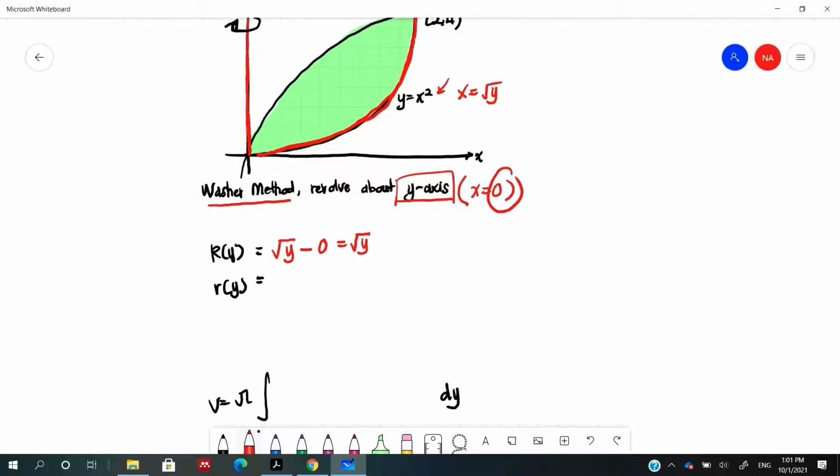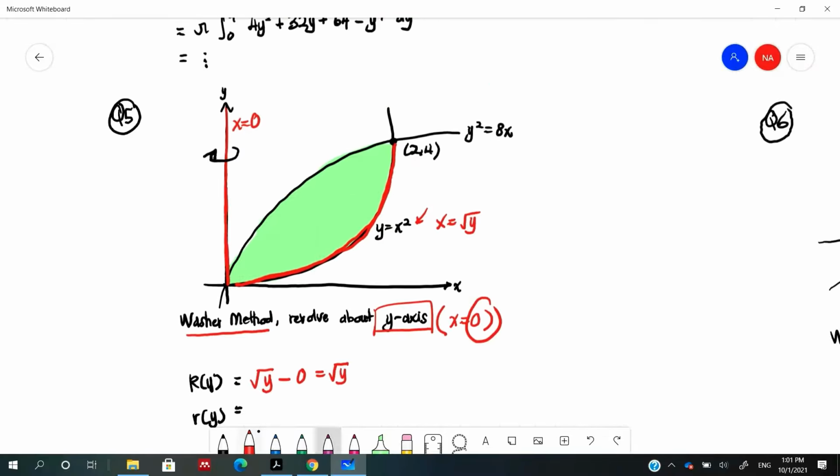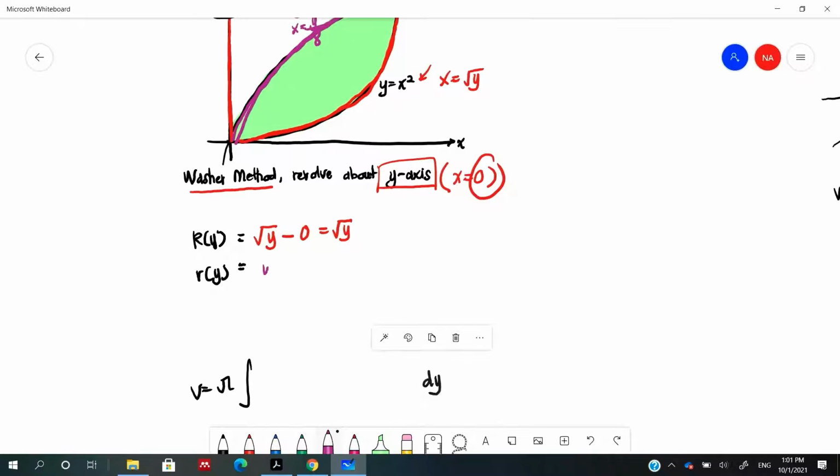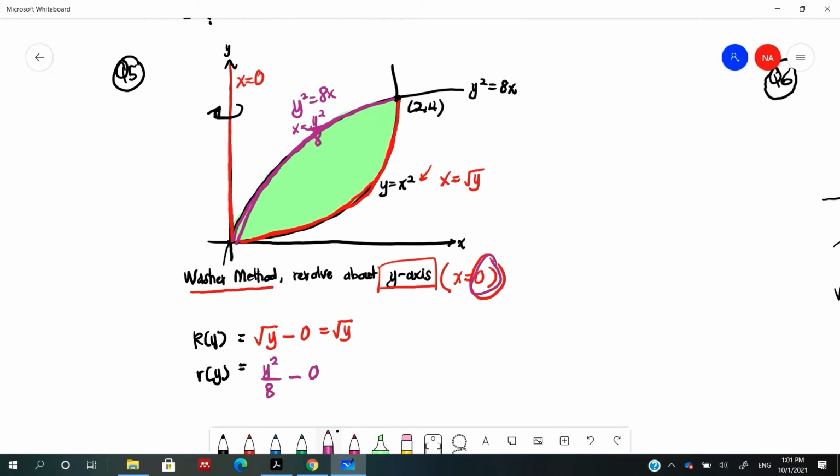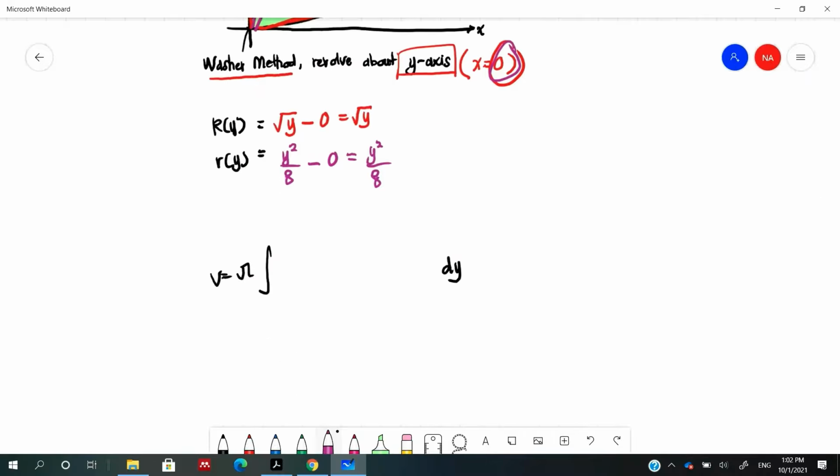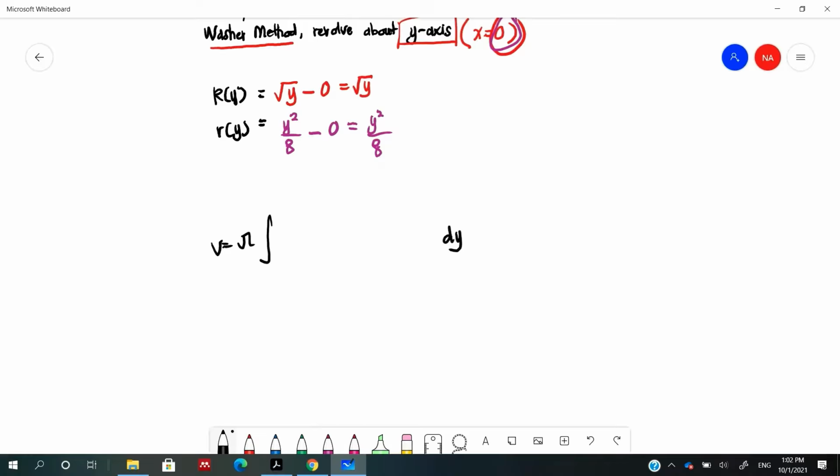For the inner radius, it is of course given by this function, y squared equal to 8x. So x is actually equal to y squared over 8. So the function is y squared over 8. We subtract 0 because it is the axis of rotation. So we have y squared over 8 as the inner radius. So now we want to make use of the formula.